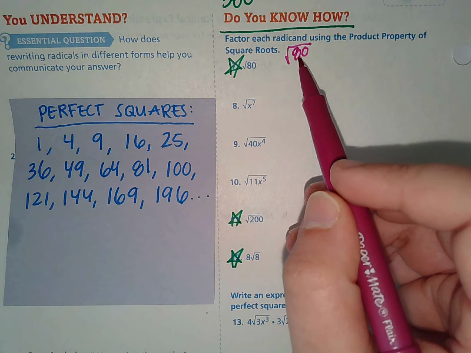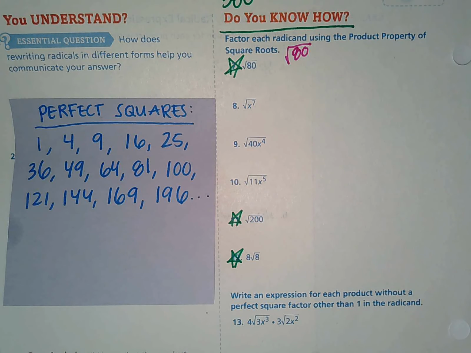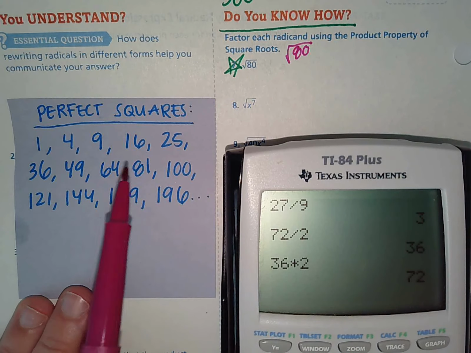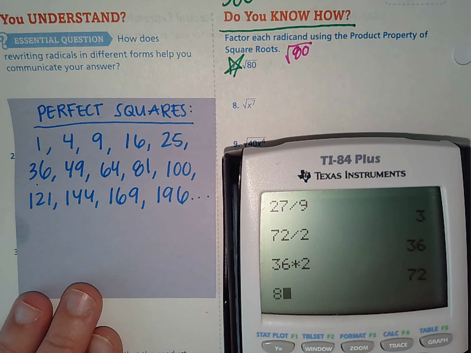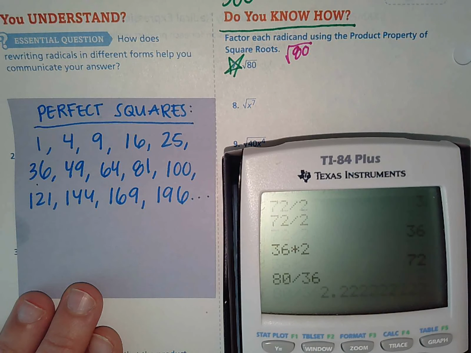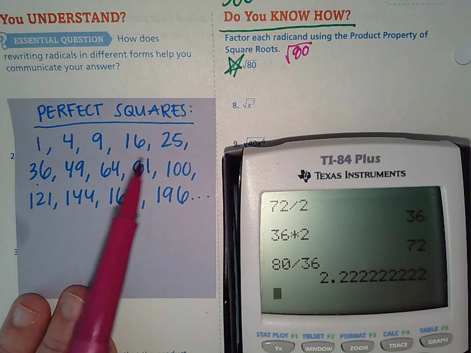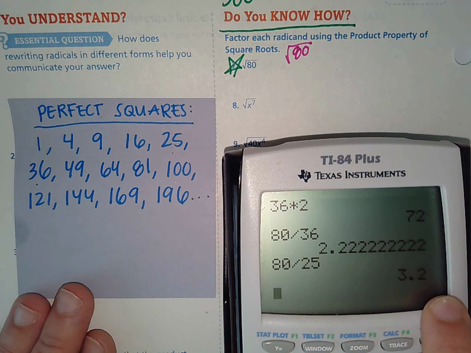Our first step is to find the biggest one of these numbers that divides it perfectly. My rule of thumb: take 80 divided by 2, that's 40. So we can't be any higher than the number 40. That leaves us starting with 36. Let's check 80 divided by 36. That's a decimal, so I can't use that one. So let's check 25. 80 divided by 25 is a decimal, so I can't use that one.